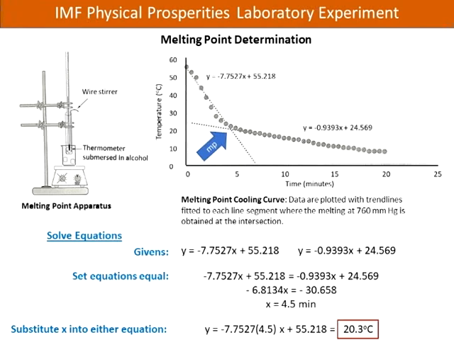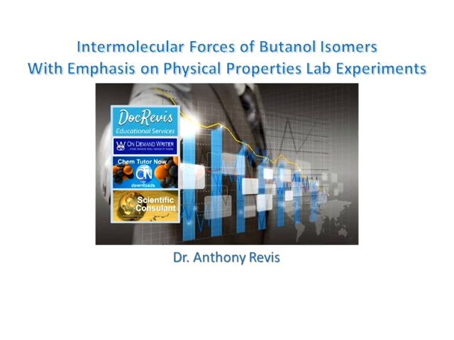Therefore, we take x and put it back into any one of the equations for the line. And in this particular case, we obtain 20.3 degrees C. So there you have it, a look at intermolecular forces of butanol isomers and how to carry out the experiment in a general chemistry laboratory.